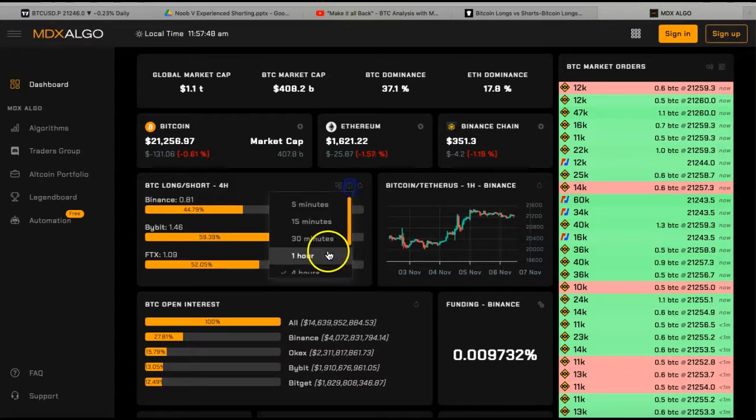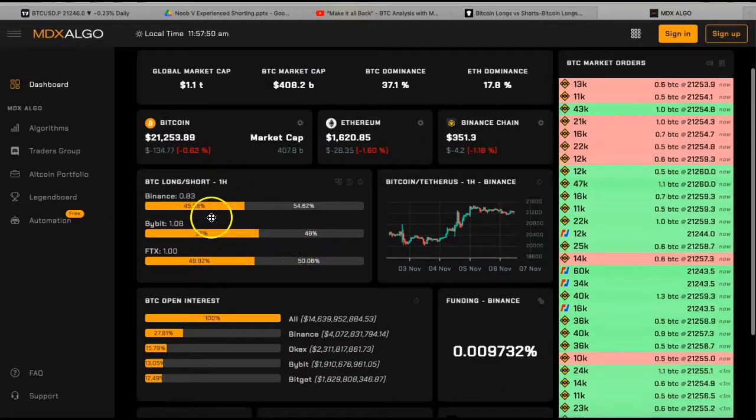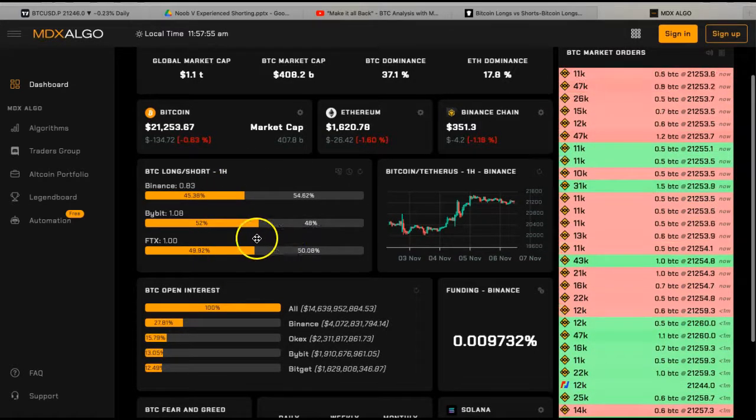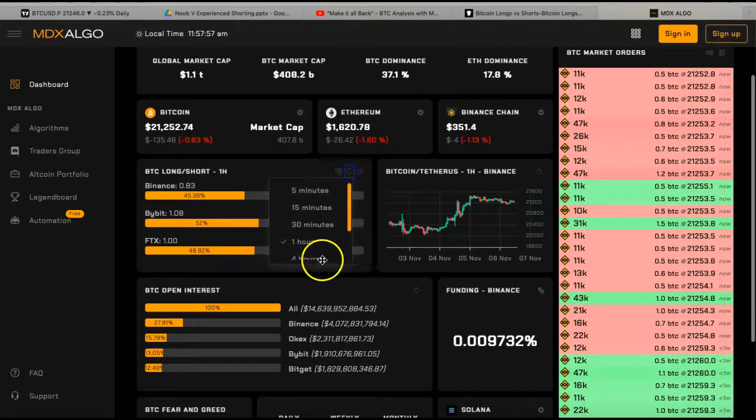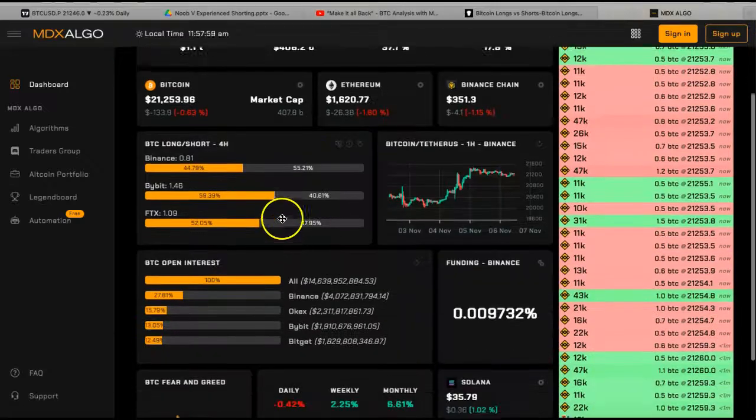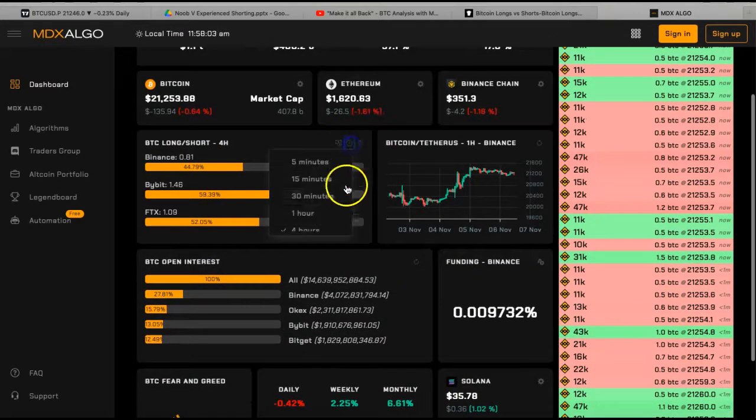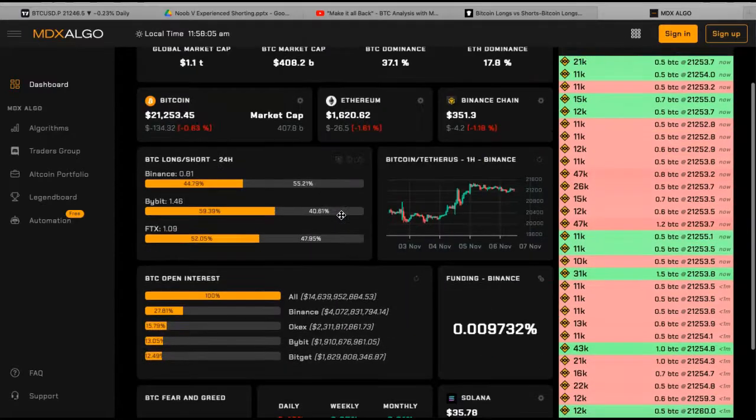So in this case, you can see in the 1 hour, the Binance retail traders are generally mostly short. In Bybit, FTX, a bit more balanced. If you go on the 4 hour, Bybit and FTX are generally net long. Binance is, again, net short. If you go on the daily, you can see that, again, similar kind of trend.